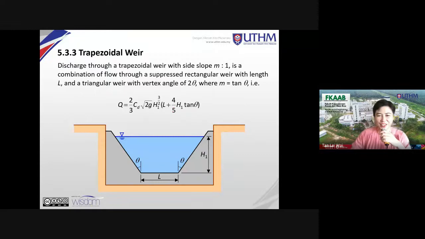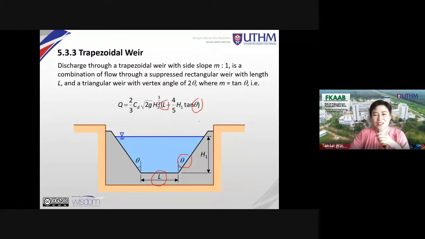Here's the thing. How are you going to distinguish between rectangular, triangular, and trapezoidal weirs? For trapezoidal, you have L and you have theta. So if you look at that, you can easily recognize which formula you should be using for the three types of weir.